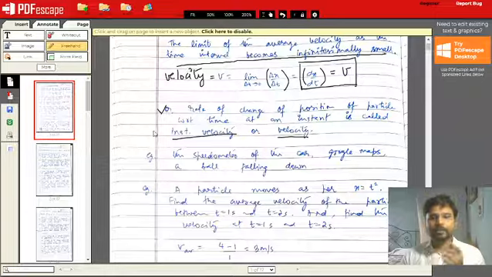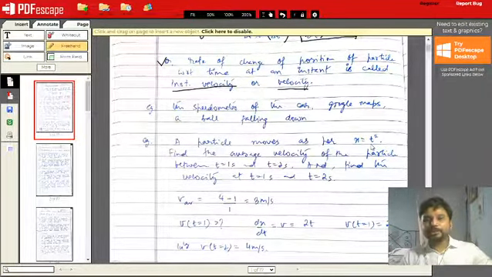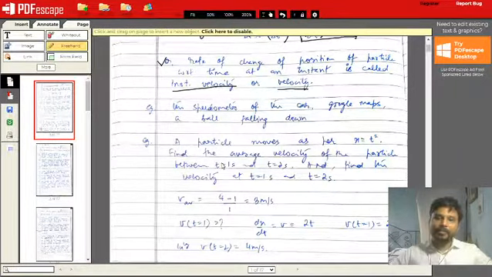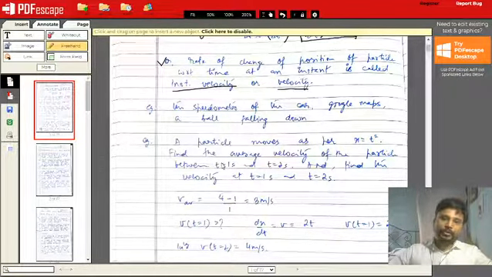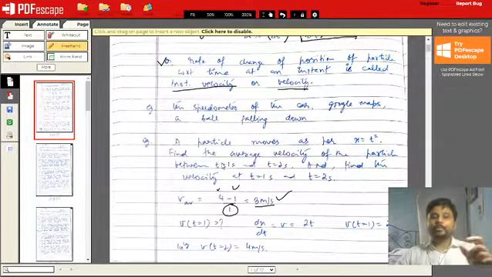So let us do one example. A particle moves as x equal to t square. Find the average velocity of the particle between 1 second and 2 seconds, and find the velocity of the particle at 1 second and 2 seconds. The average velocity can be calculated by simply calculating the positions. Putting t equal to 2 over here, we get 4. Putting t equal to 1 over here, we get 1. So the displacement is 4 minus 1 divided by the time taken, that is 2 minus 1. So the average velocity is total displacement upon total time.